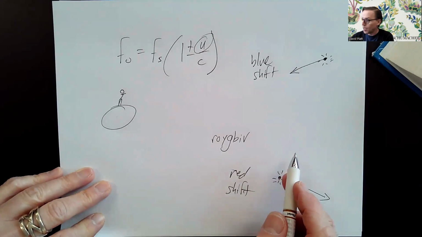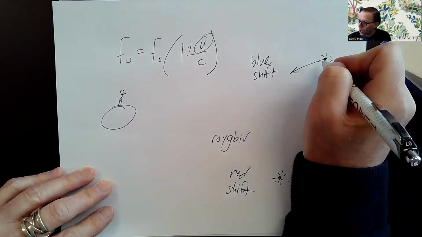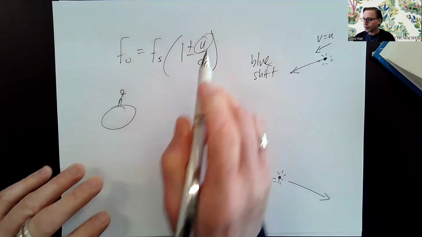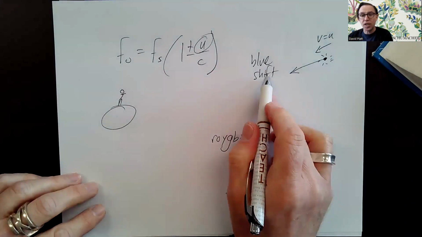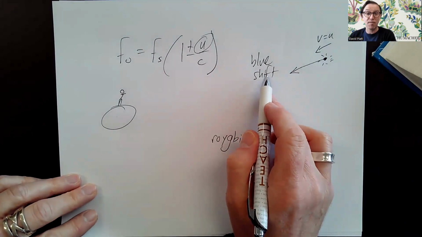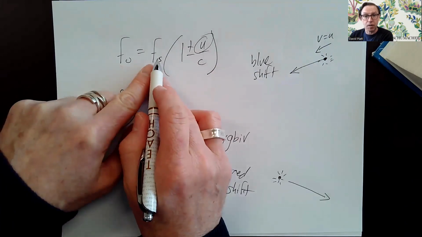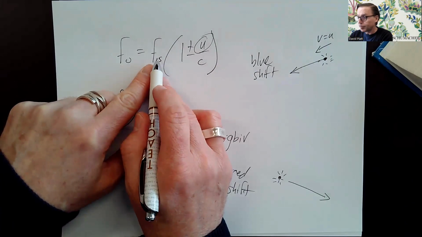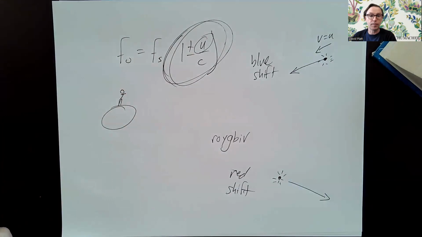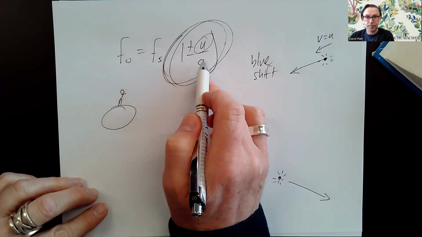Okie dokie. So, if we're moving toward, let's say we've got a blue shift, and the star is going at a velocity equal to u. Well, if there's a blue shift, I'm seeing bluer light, which is higher frequency. So I want F_O to be bigger than F_S, right? And therefore, I want this number to be greater than 1. So I'm going to add the speed over c.